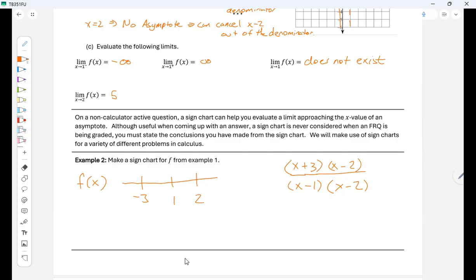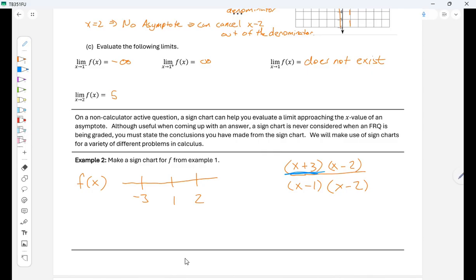And then what you have to do is go through each one of those pieces and decide where it's positive and where it's negative. So I'm going to start with the x plus 3. This is actually easy, and you can kind of get into autopilot on this. Just be careful if you don't need to. Anytime you have x plus or x minus a number, it's always the same.